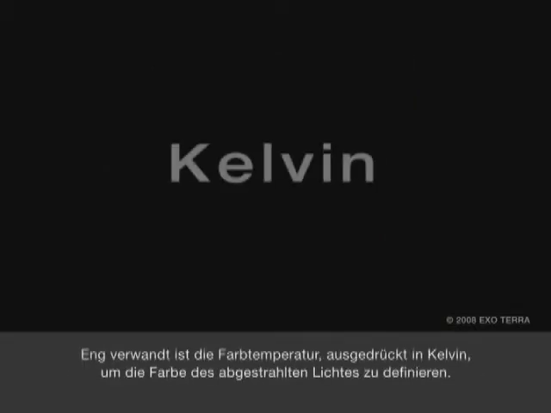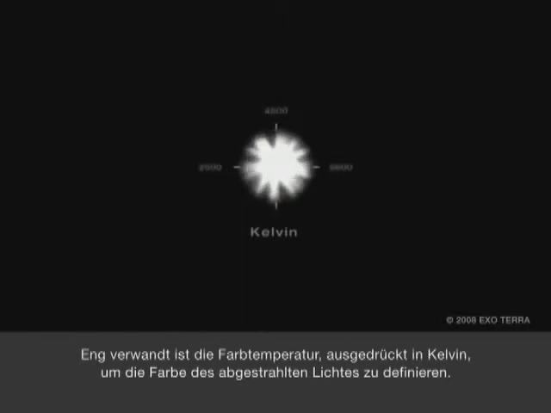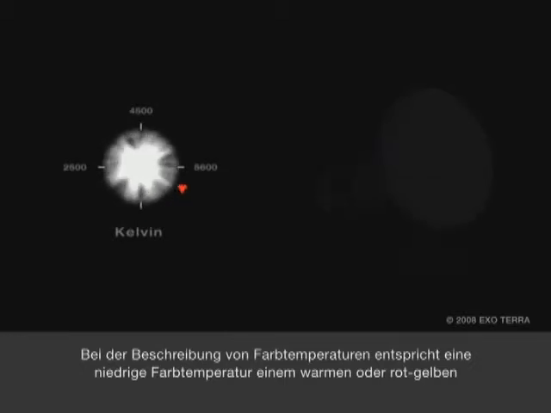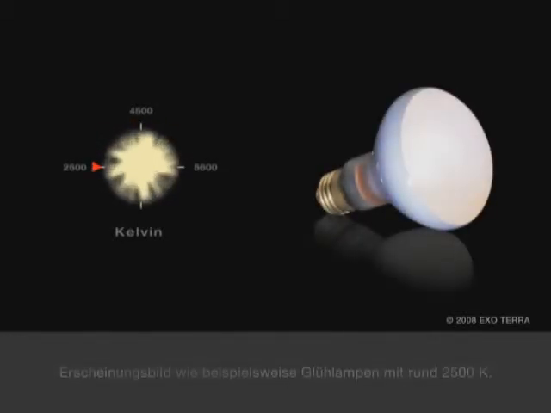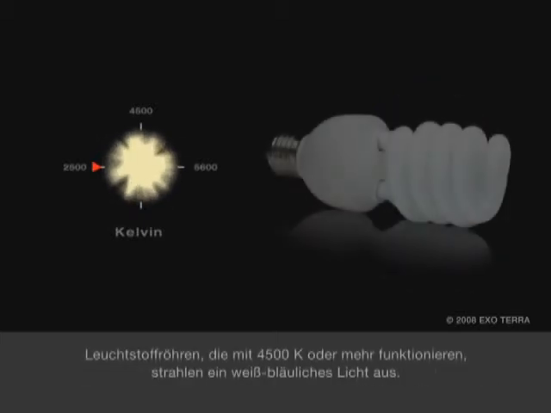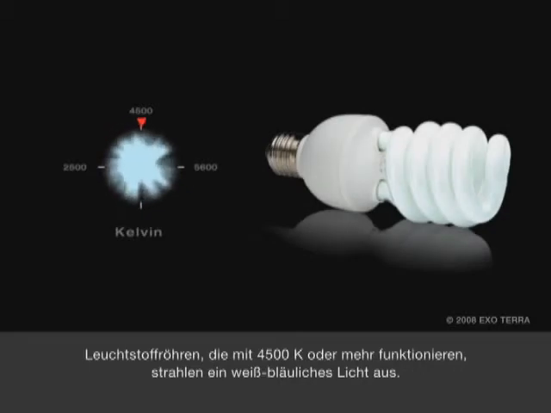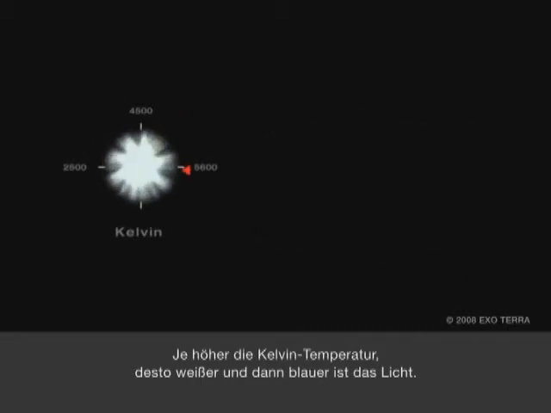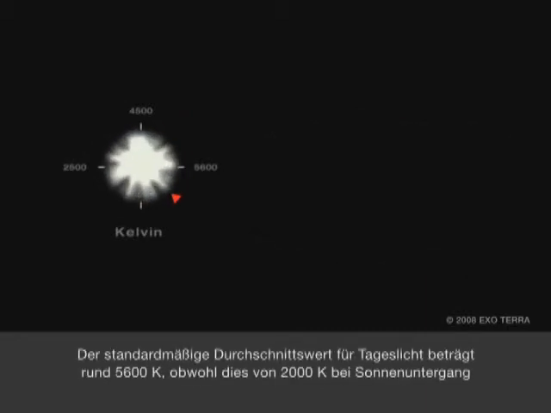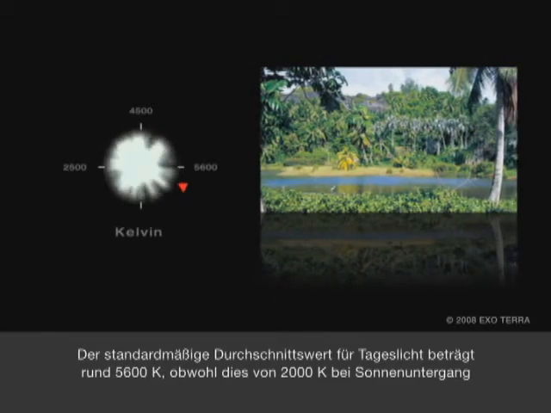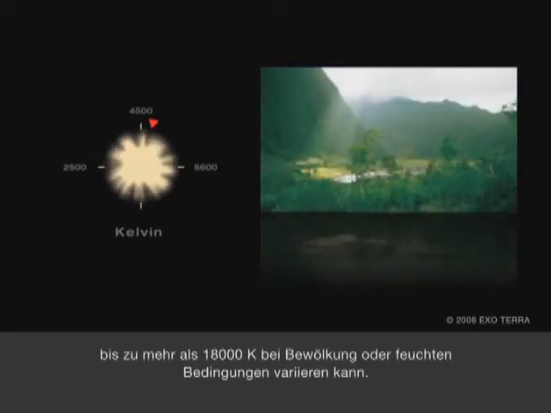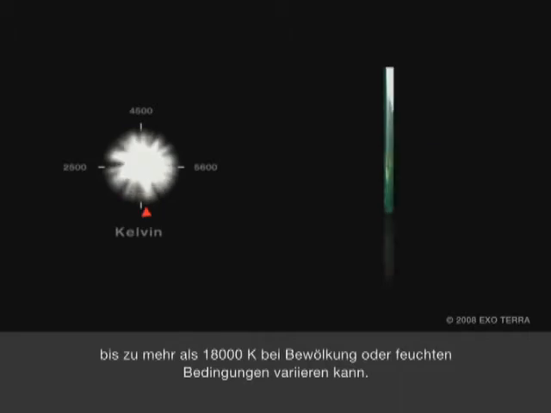Closely related is the color temperature, expressed in Kelvin, to define the color of the light emitted. In describing color temperatures, a low color temperature corresponds to a warm or a red-yellow appearance, like incandescent lamps. These are around 2500 Kelvin. Fluorescent lamps operating at 4500 Kelvin or higher emit a white bluish light. In color temperature, the higher the Kelvin temperature, the whiter and bluer the light. The standard average temperature for daylight is about 5600 Kelvin, although it can range from as low as 2000 Kelvin at sunset to more than 18,000 Kelvin in overcast or humid conditions.